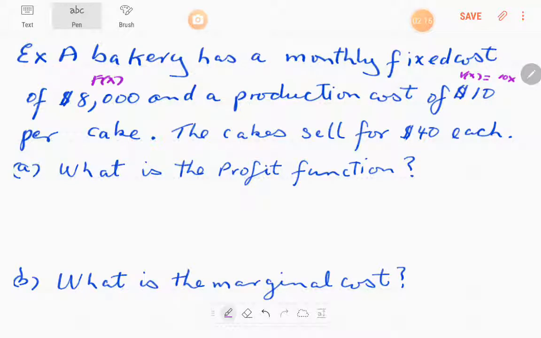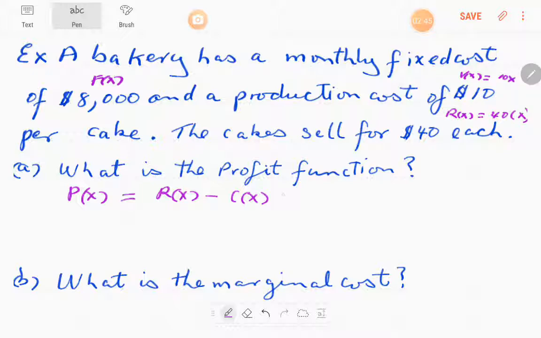And then the cakes sell for $40 each. So our revenue would be 40 times the number of units sold, so 40x. So our profit function, P(x), is equal to our total revenue minus our total cost.